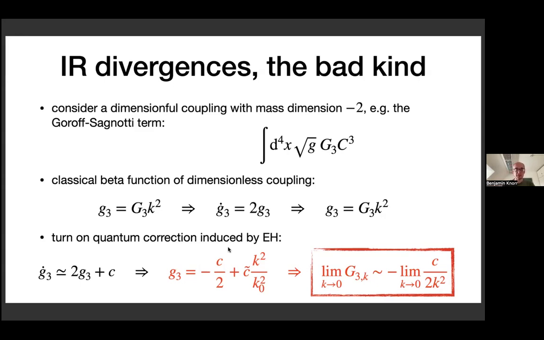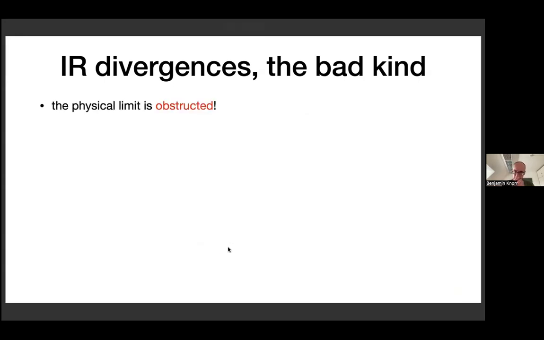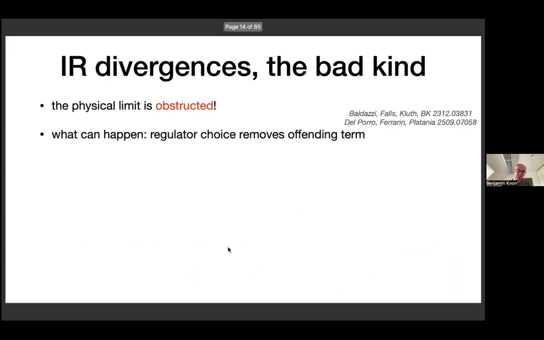and that I set out to understand in this paper. So really the physical limit is obstructed in this kind of scenario. So this whole nice story of where we take the FRG, we integrate it down to k to 0, it's not as simple, unfortunately. Now, what can happen in some cases is some regulator choice can remove offending terms.